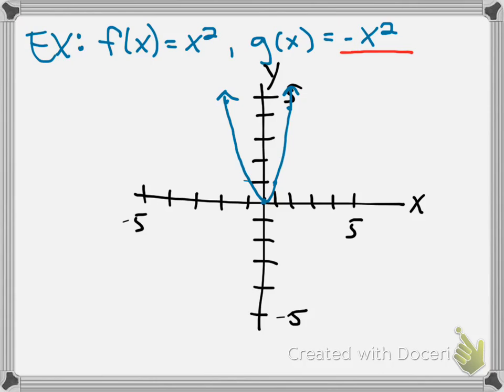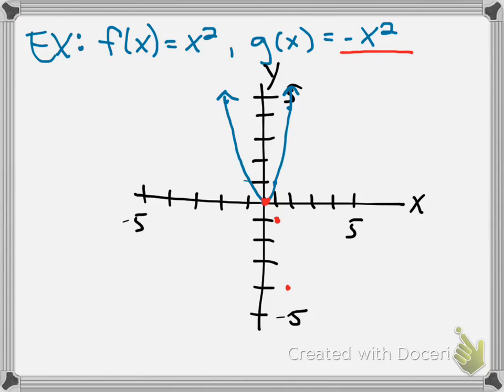If I plug in 0 for x, of course I get out 0 for y. If I plug in a positive 1 for x, I get 1 squared, and I have to make that negative. So a positive 1 for x means I have a negative 1 for y. It'll be down here. If I plug in a positive 2 for x, 2 squared is 4. Make that negative, I get a negative 4 for y.